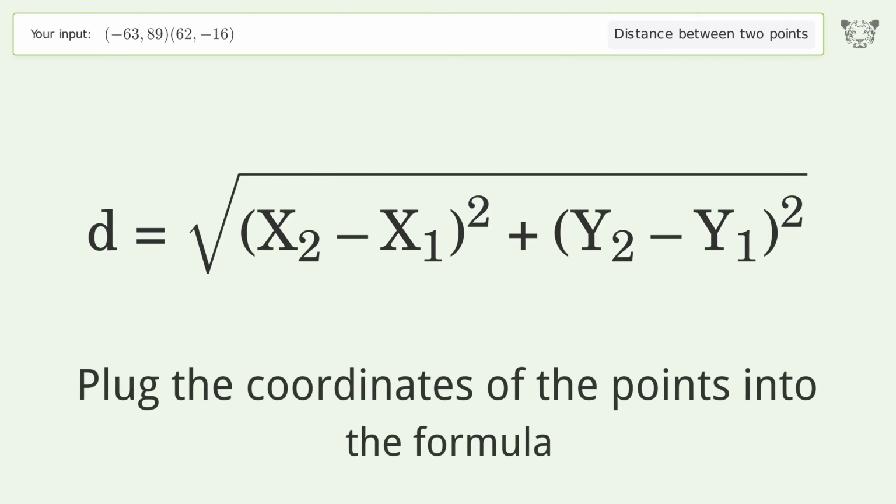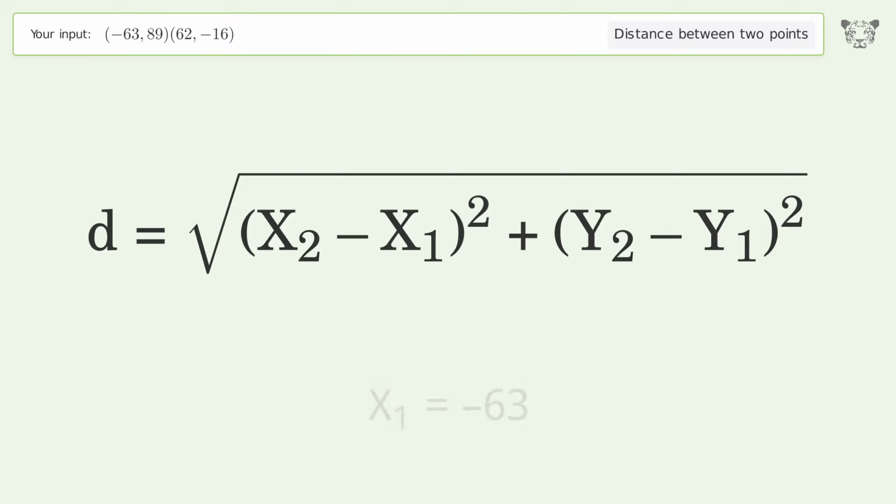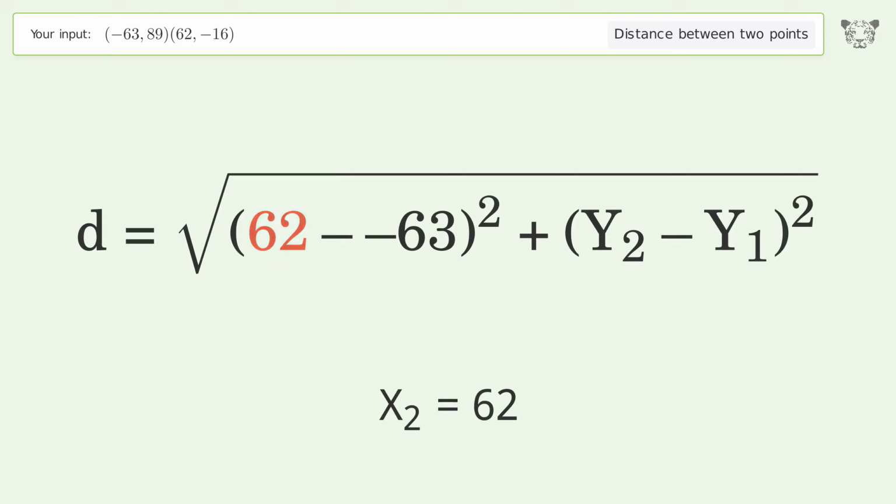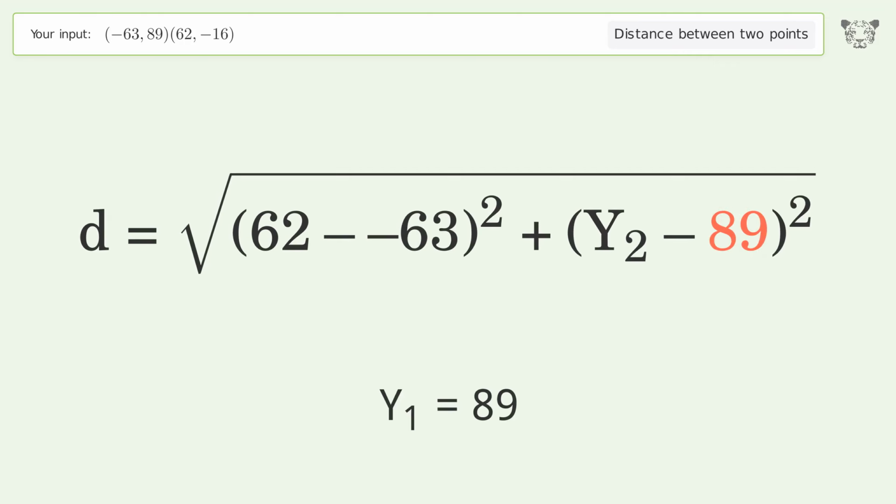Plug the coordinates of the points into the formula. x1 equals -63. x2 equals 62. y1 equals 89. y2 equals -16.